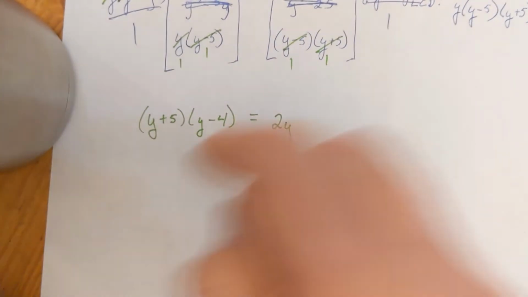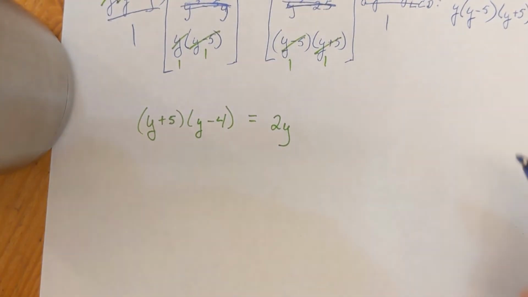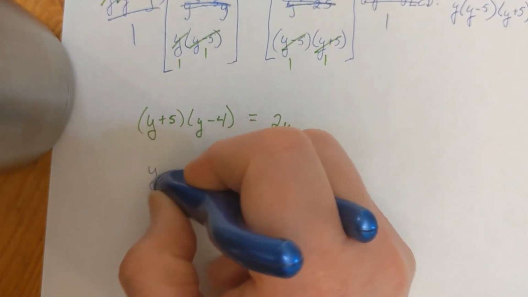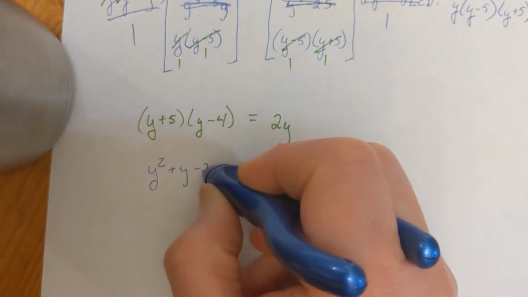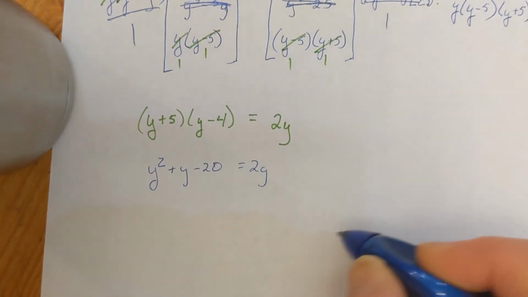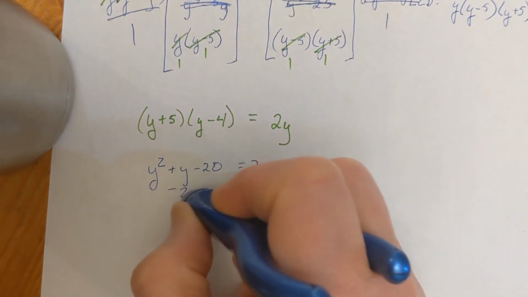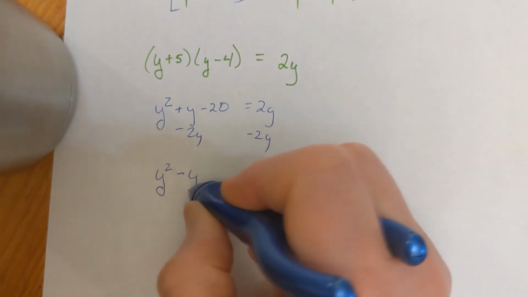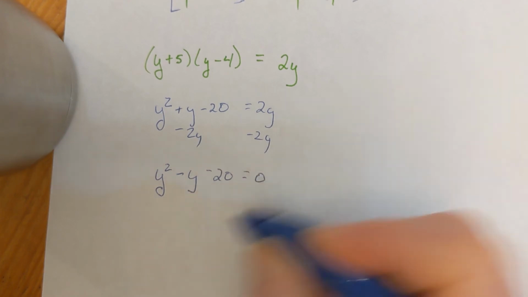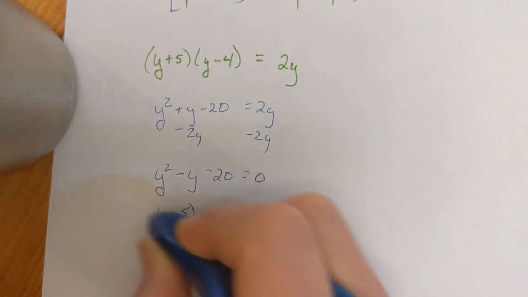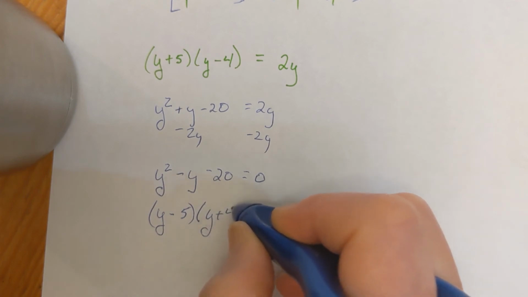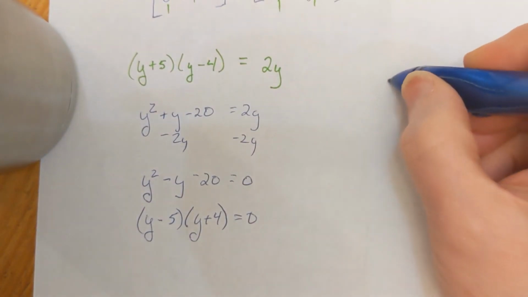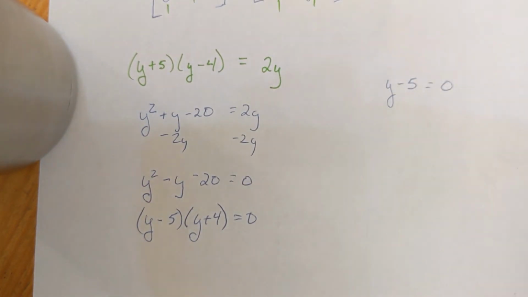Yes, I still have to distribute and set equal to 0. So I'm just going to solve now. I get y squared plus y minus 20 equals 2y. I set it equal to 0. I get y squared minus y minus 20 equals 0. I factor that. Equals 0. I set each of my factors equal to 0 using the zero factor theorem to solve.